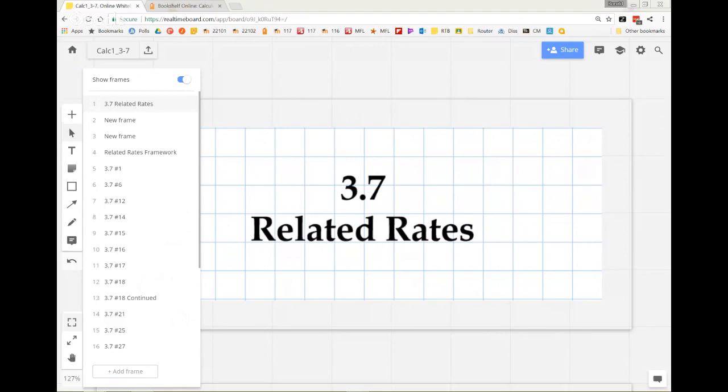This is the second day on related rates. Some more examples to look at. I did get a request, and that's one of the problems I'm going to do. Thank you for the request.